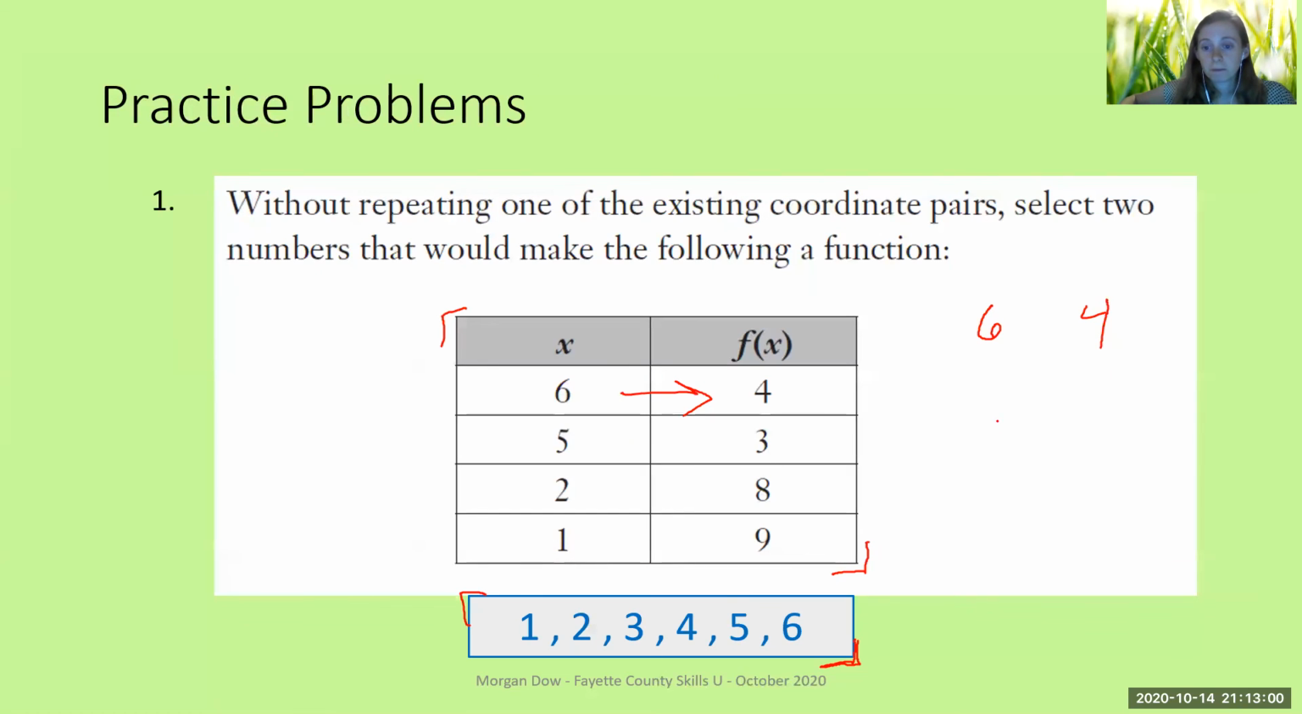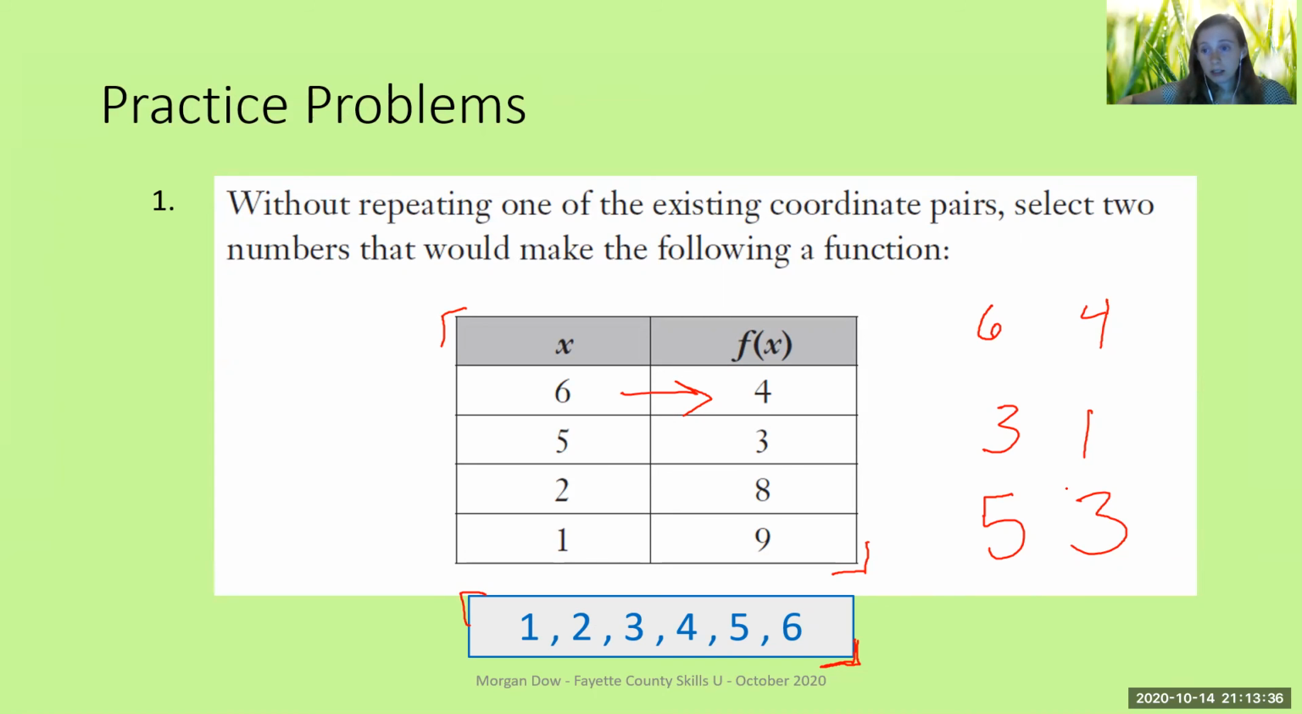4 in this function. You could choose 3 and any of the numbers because none of those x's are 3. So you could choose 3 and 1, or you could choose 3 and 5, or 3 and 3, or 3 and 6. You could choose 5 and 3 because that pair is already in the table here. So those are a few examples of correct answers to this problem.